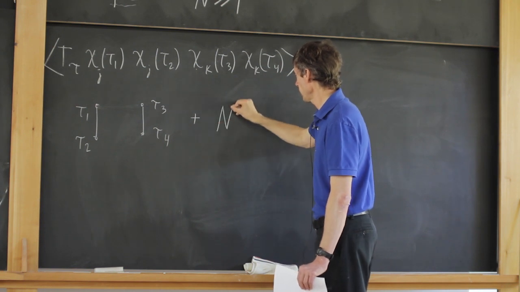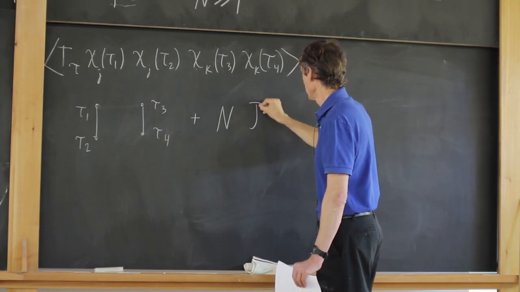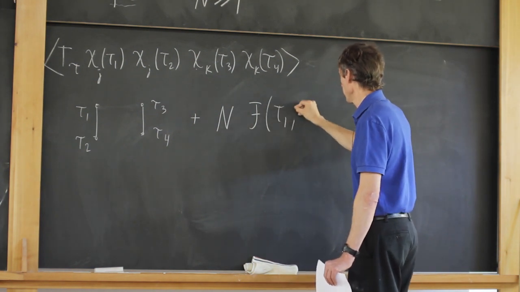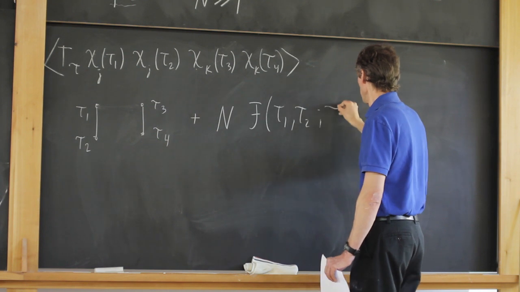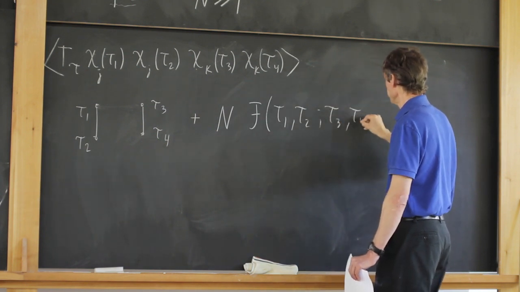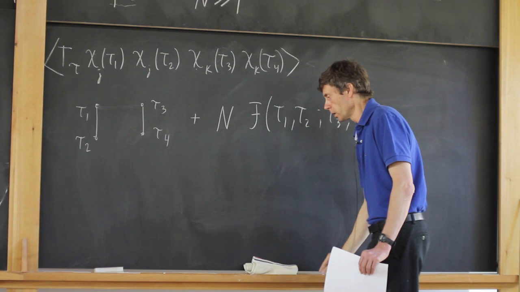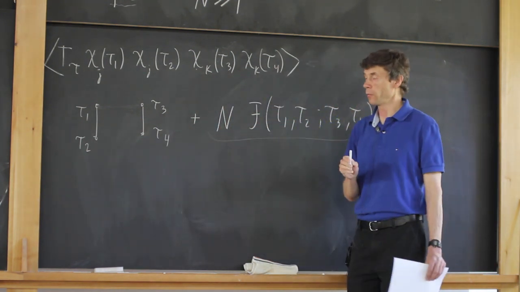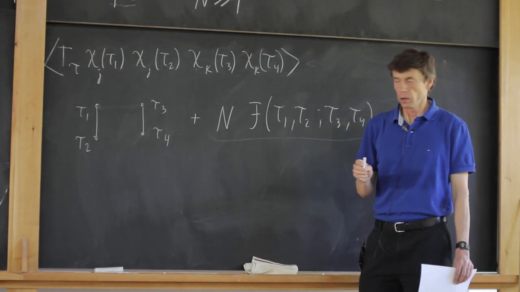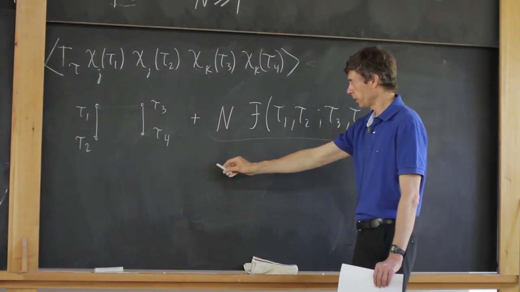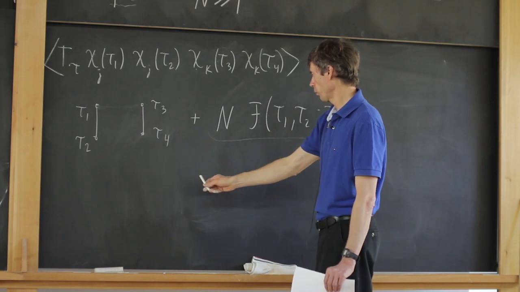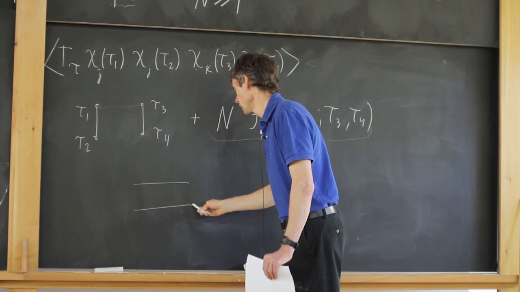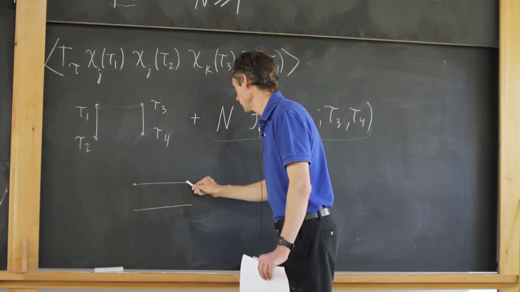So let's write N F of tau 1, tau 2, tau 3, tau 4. This expression is just the sum of all other diagrams. Let's write down some diagram and see what it gives. This diagram, for example.